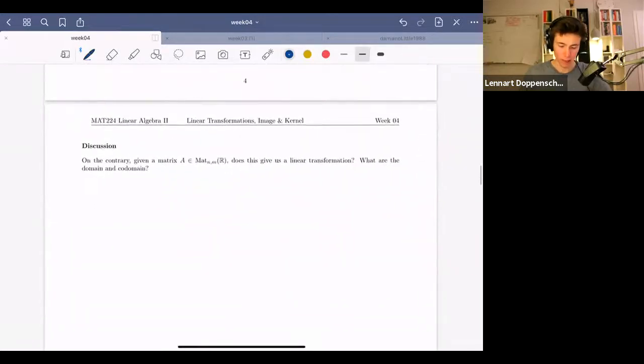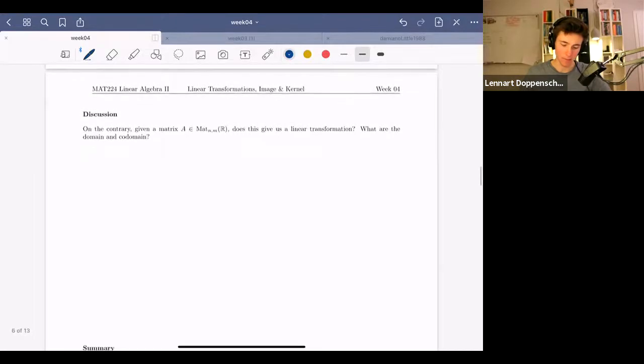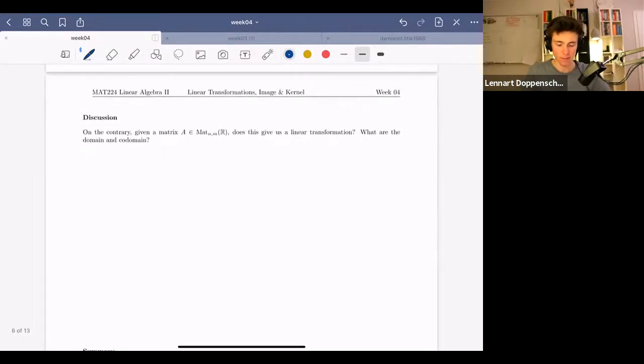Okay, so I just want to say a little bit about the other way around. We've talked about how a transformation gives us a matrix. I just want to emphasize that a matrix gives us a transformation too. And I've already said a lot of things that kind of hinted at this.